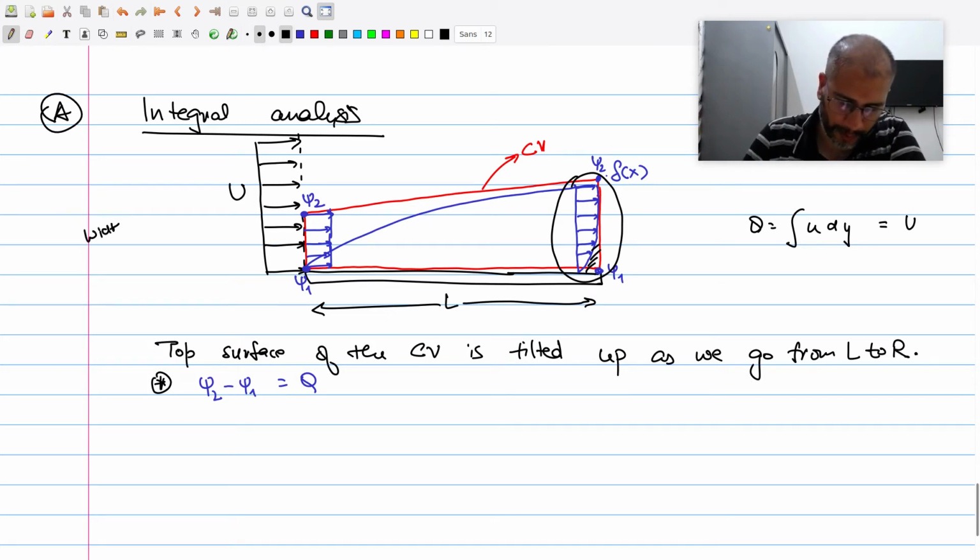So the width we'll take as b. That's a constant width. So this is b times the integral of u dy, and this is b times capital U times, let's call this, we'll call this h.